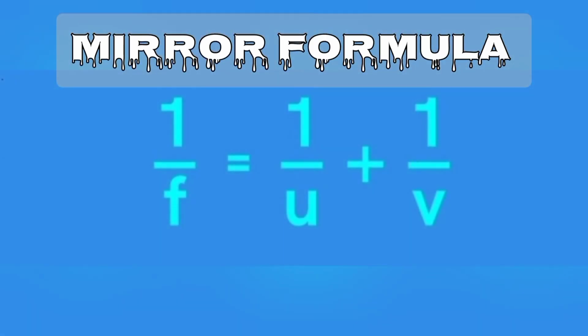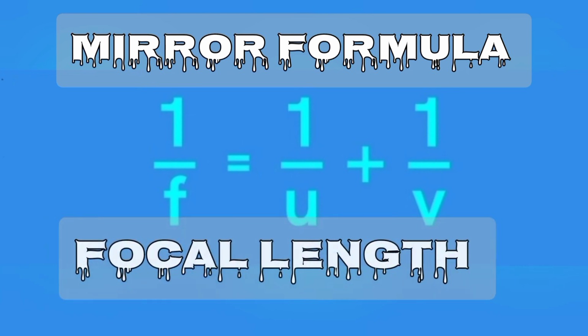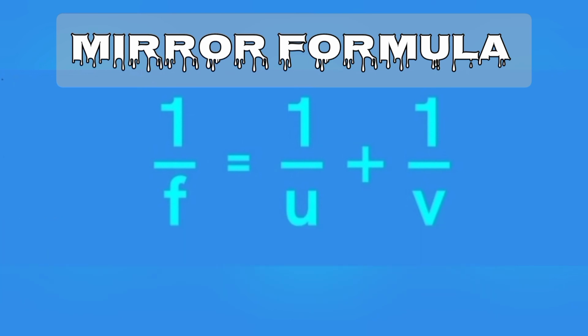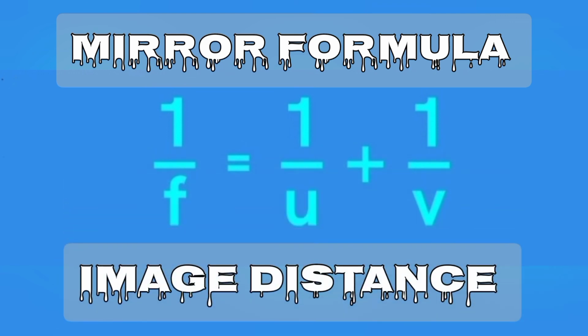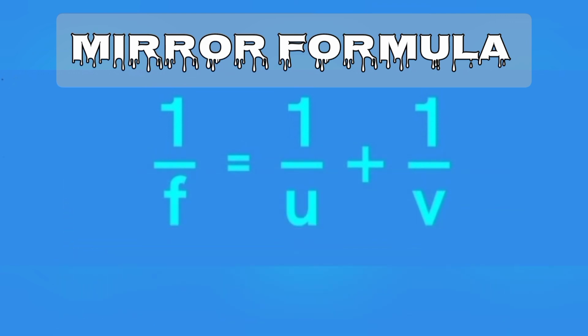Now let's see the mirror formula, which is 1 by f is equal to 1 by u plus 1 by v, where f is the focal length, u is the object distance and v is the image distance. This formula is valid in all situations for all spherical mirrors for all positions of the object.